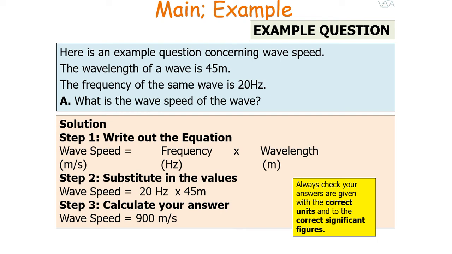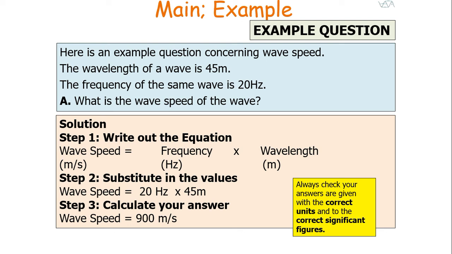So look at this particular example. You are given the wavelength of a wave to be 45 meters and the frequency of the same wave to be 20 hertz. So what is the wave speed of the wave? The first step you do is you write out the equation. Wave speed is equal to frequency times by wavelength. Now note our units. Is frequency in hertz? Yes it is. Is wavelength in meters? Yes it is. We don't need to do a conversion.